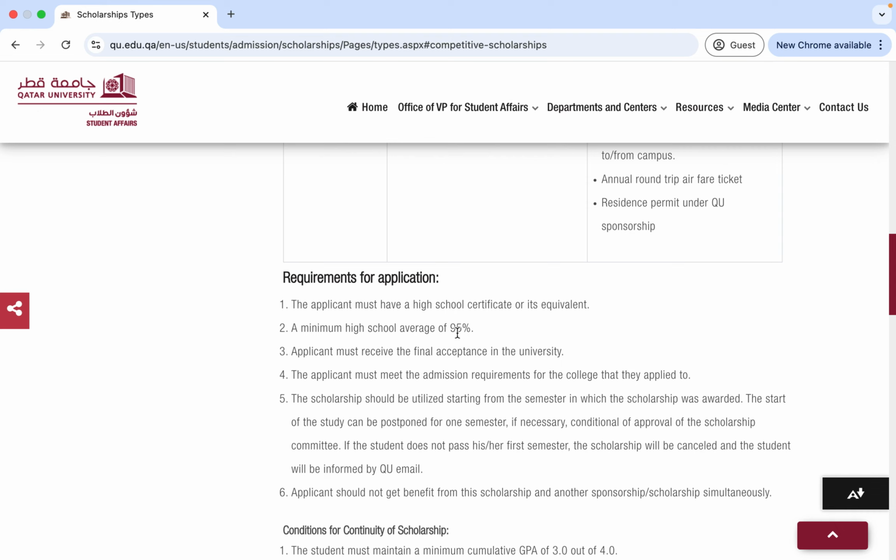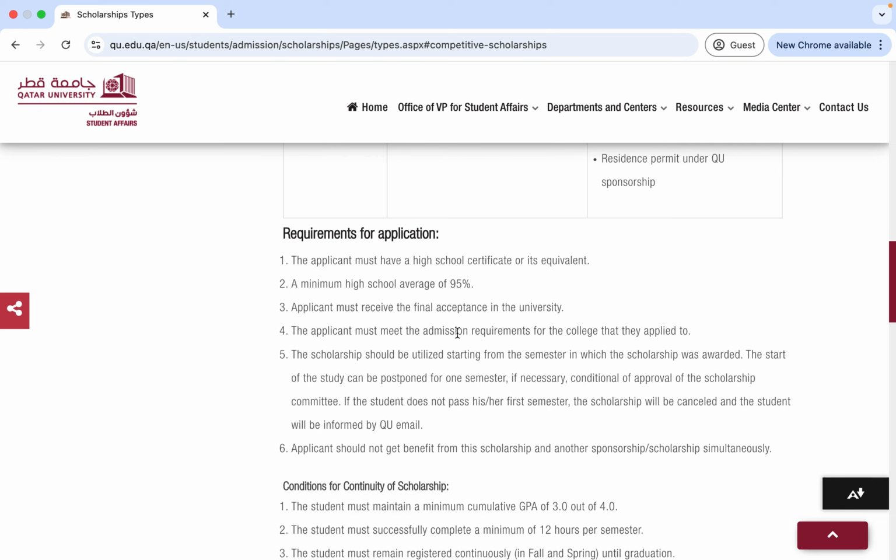So this is more like you're one of the top performing people who graduated from your high school. Your score has to be a minimum of 95%. So the higher you get, the higher your chances are, because remember, this is a competitive based scholarship. So you have to have that in mind.